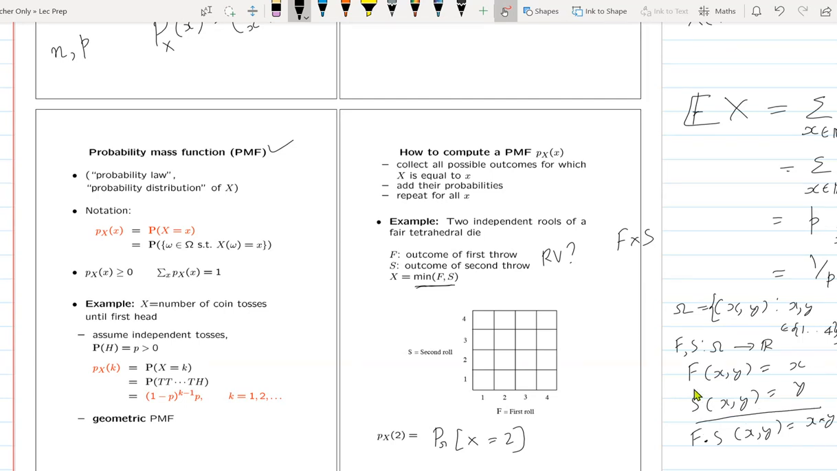So I have defined f and s here, no? f is the outcome of the first roll, right? I am defining f as a random variable. What is the sample space? You agree that this is the sample space? Okay. And f is the function which maps omega to real numbers. For any tuple (x, y), f is the function which just gives the first value. And s is the function which just gives the second value. So they are random variables. They are functions from omega to R.